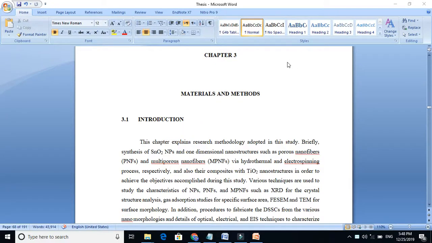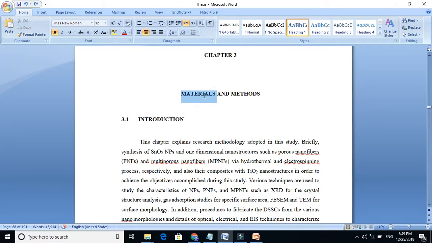Now I'm going to talk about the third chapter of the thesis. Sometimes people call it materials and methods, because in this chapter you are using methods. Which methods are you using to achieve your objectives? Because in the past chapters you set your objectives. Now, to achieve those objectives, you have to use some methods, some experimental techniques.